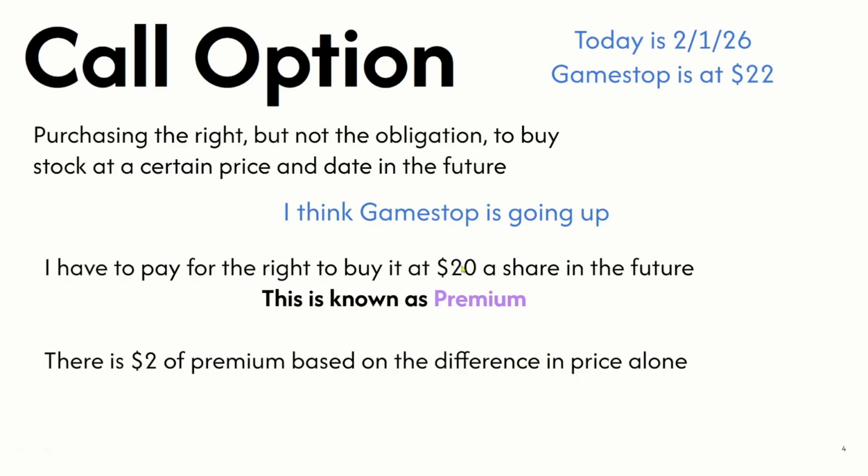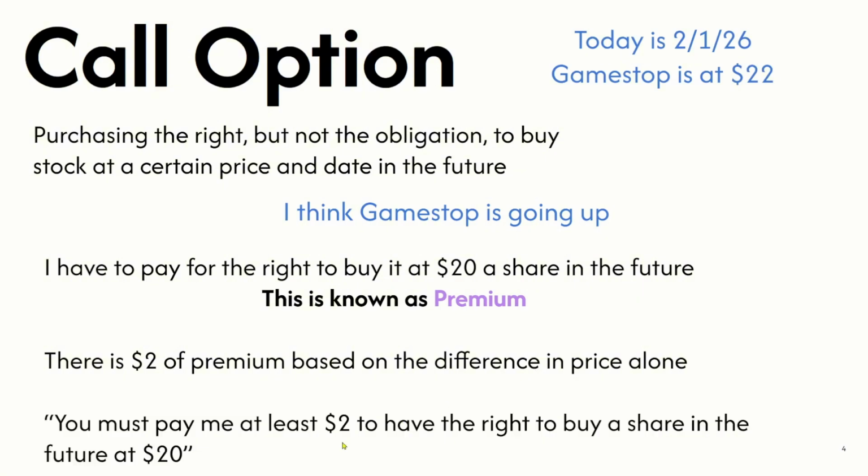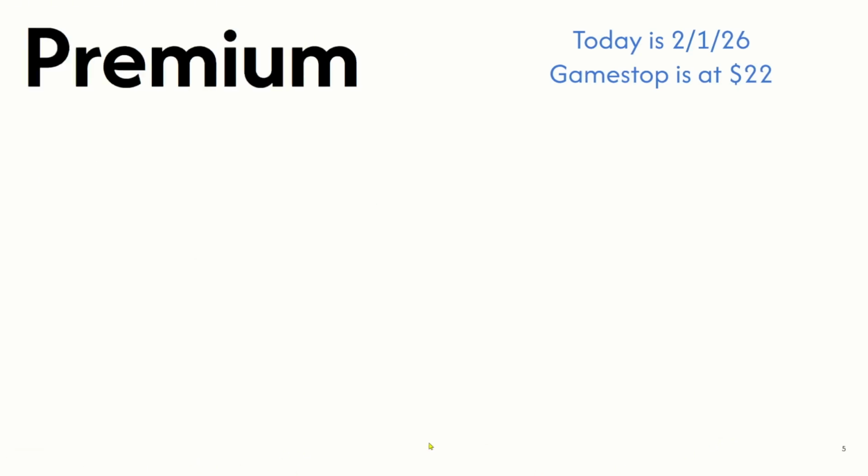If we can buy it for $20 and GameStop's already at $22, there's $2 of premium just in the difference alone. There's actually going to be a little bit of additional premium, and we'll explain why. So you must pay me at least $2 to have the right to buy a share in the future at $20, and we're going to see why it's at least $2.